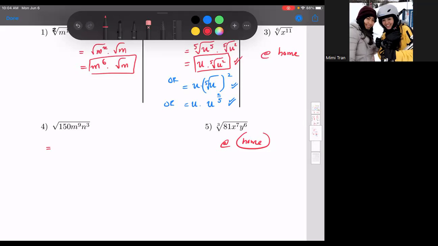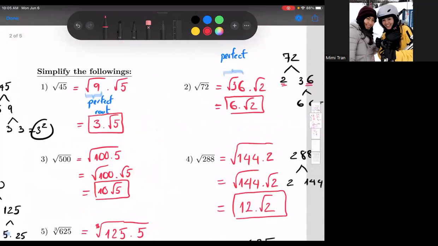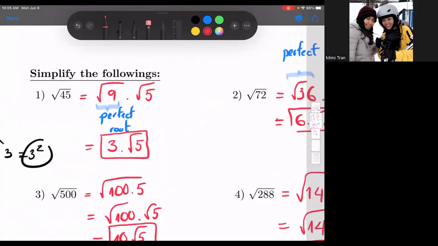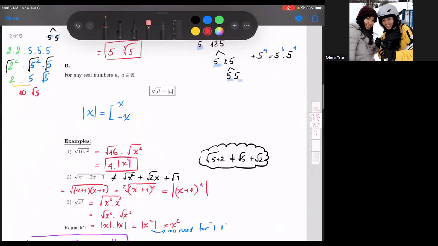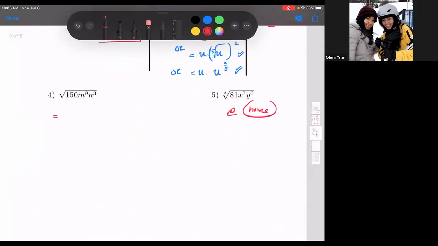Do I want to break it apart? Do you remember how I break it? Remember, in the very first example, I broke the 45 into a perfect root and a not perfect root. I'm going to do the same here. So a perfect root and not perfect root. With 150, what two numbers can you break it into so that one of them you can take a square root of?